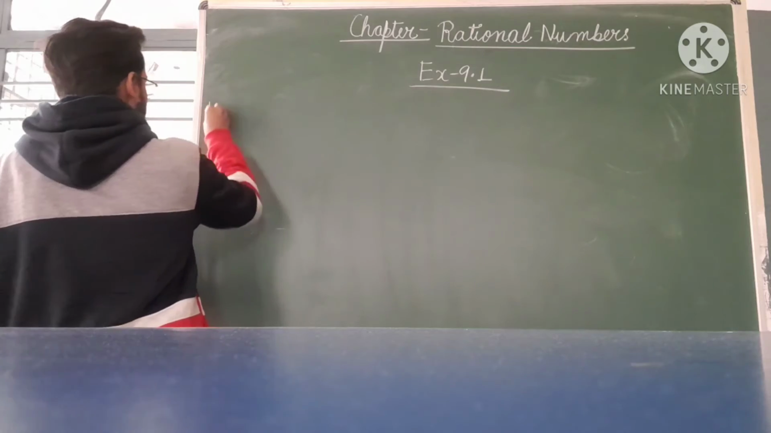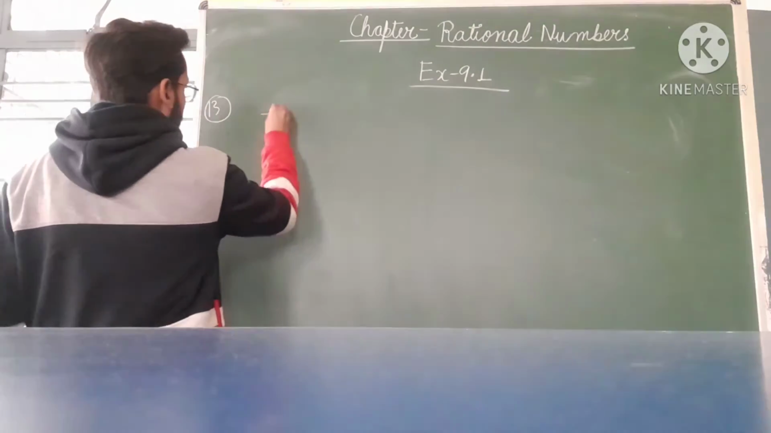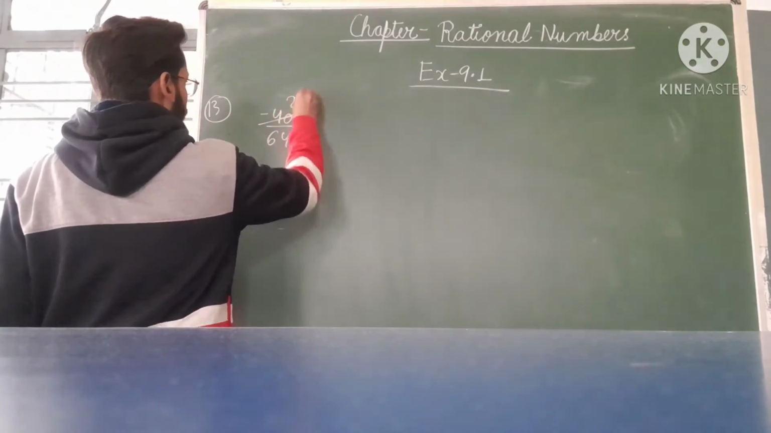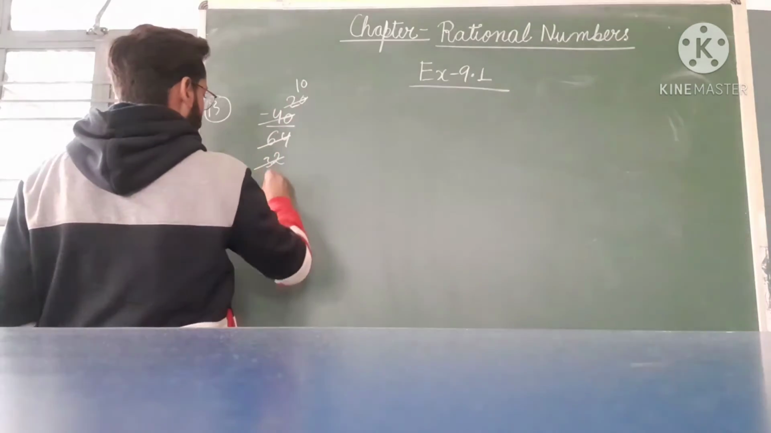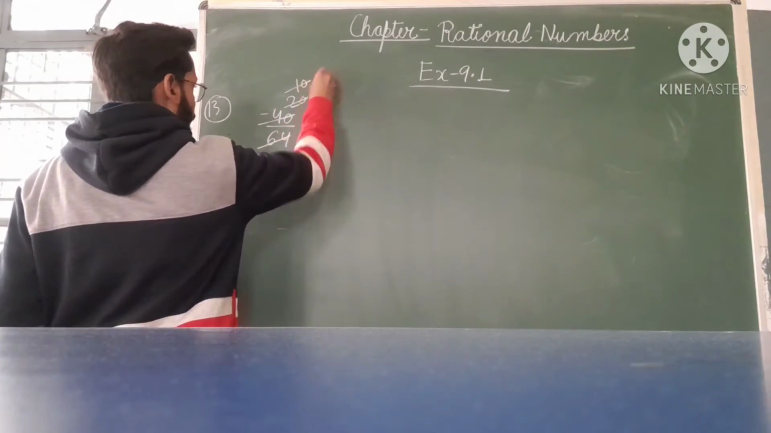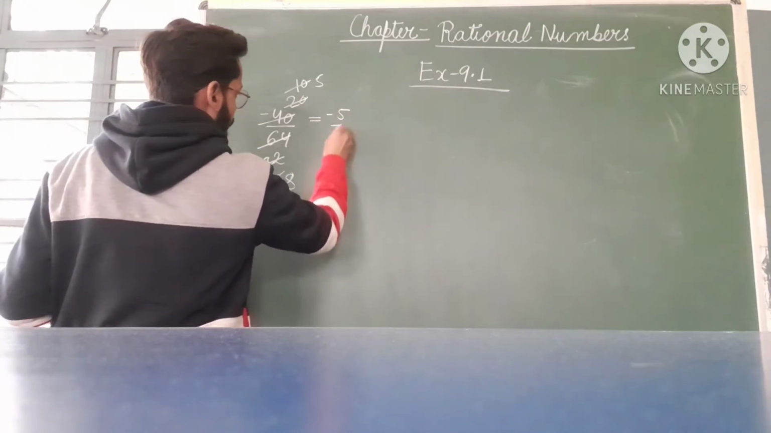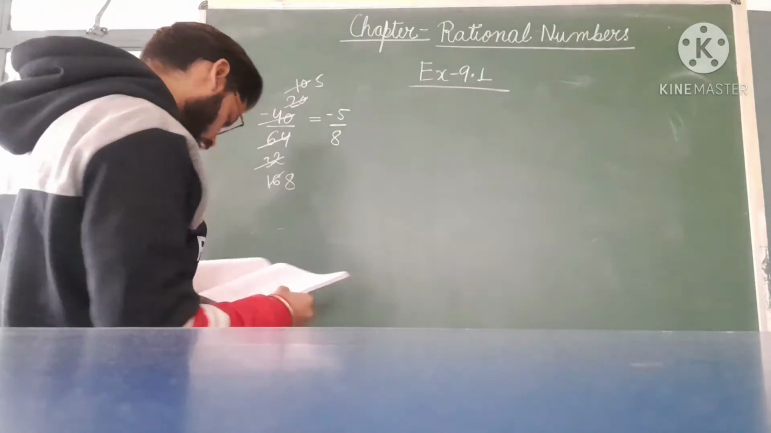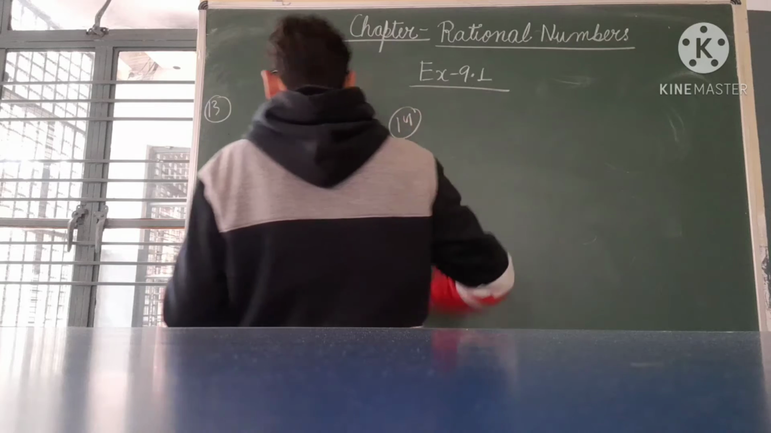Question number 13, what does it say? Express the following in standard form. For standard form we just have to simplify it. 2 2s are 4, 0, 2 3s are 6, 2 2s are 4, 2 1s are 2, 0, 2 1s are 2, 2 6s are 12, 2 5s are 10, 2 8s are 16. We have just simplified it and we have got minus 5 upon 8. Okay, like this you can solve the question. This is standard form.